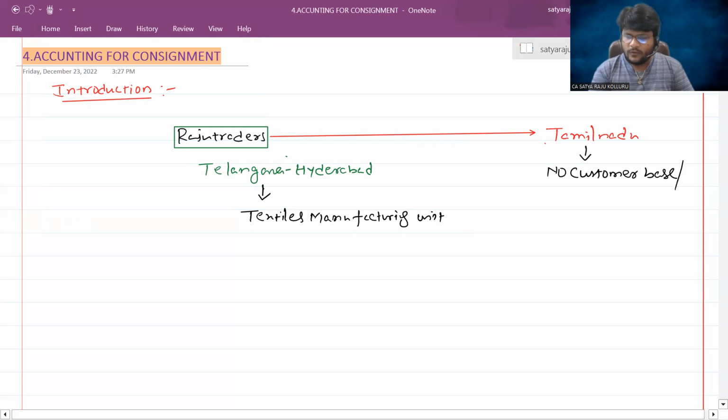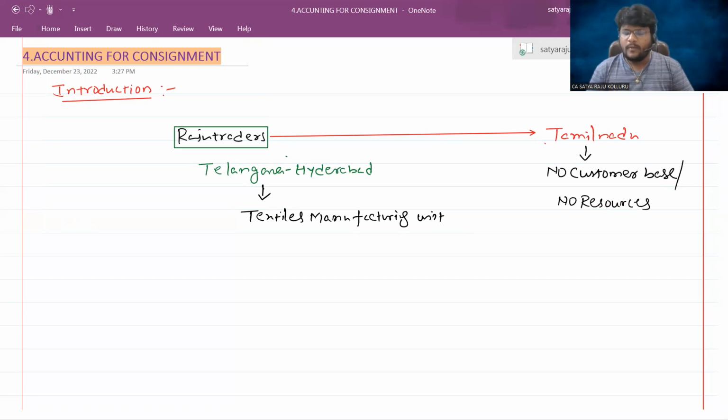And there are no resources as well. No resources means, sir, I'm not having a proper channel. I'm not having a proper trading premises. Maybe we are not having any connections with employees and all such other stuff in Tamil Nadu. That is the basic major problem for me.